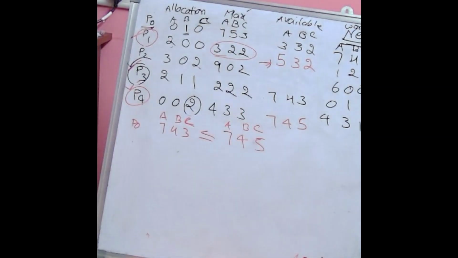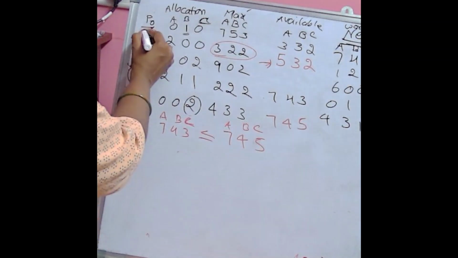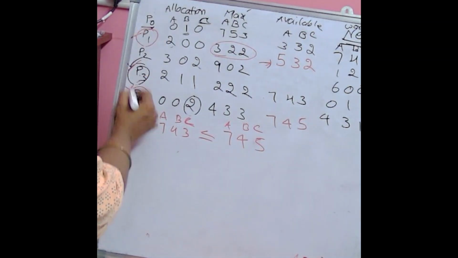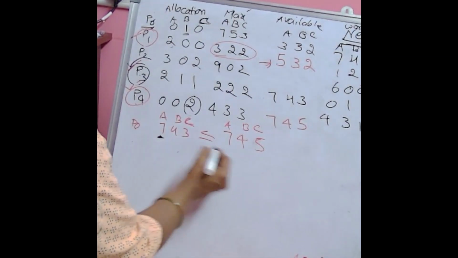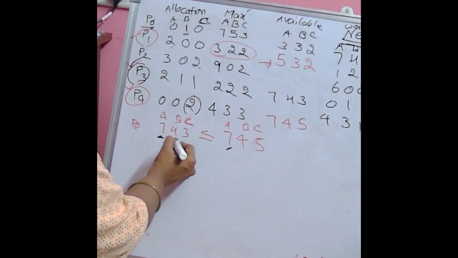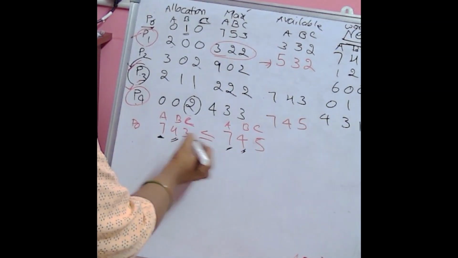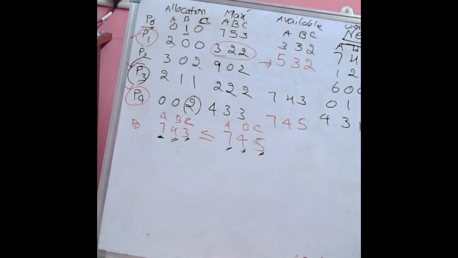Is that satisfying the request or not? We need to check. P1 completed, P3 completed, P4 completed. We're going back and checking with P0. P0 requires 7, we are having 7. It requires 4, we are having 4. It requires 3, we are having 5. So we can allocate.